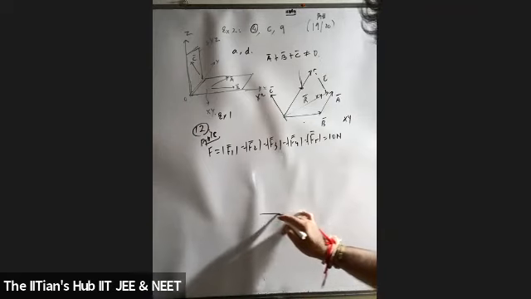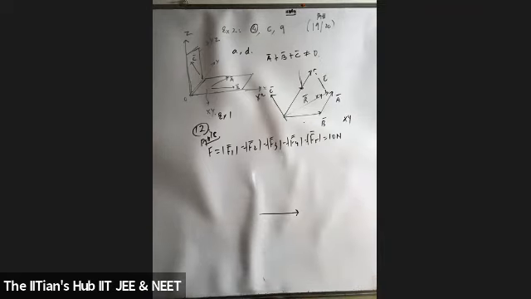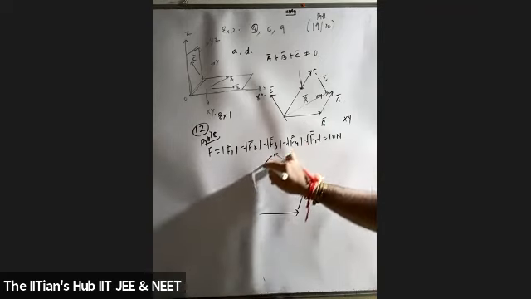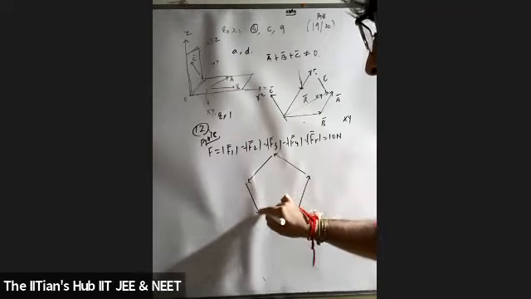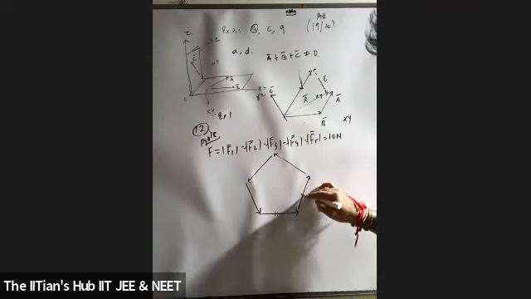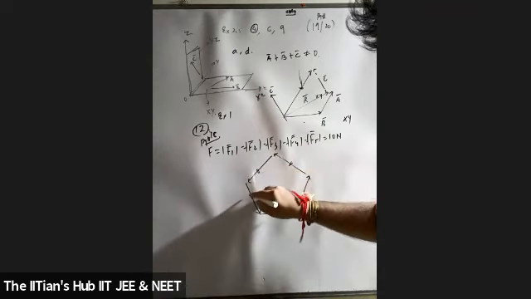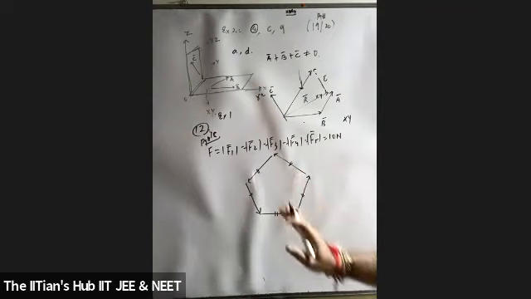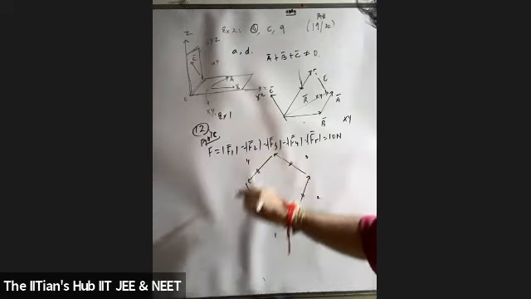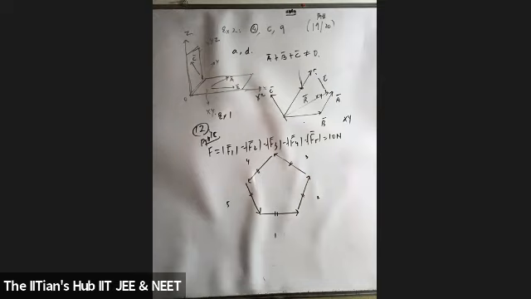Listen carefully. This is force 1. This is force 2. This is force 3. This is force 4. This is force 5. Are they equal? Yes, all of them are equal in magnitude, and the length of all the forces will be the same. Agreed? And are they coplanar? Yes, they are lying in the same plane. This is F1, F2, F3, F4, F5. What did they say? The magnitude of all is 10 newtons.